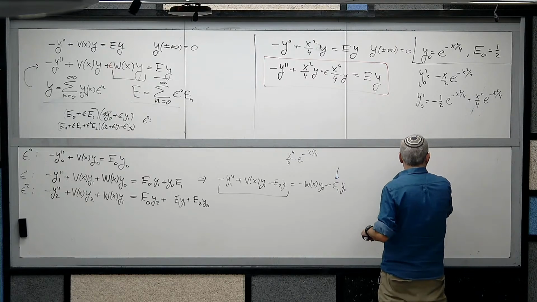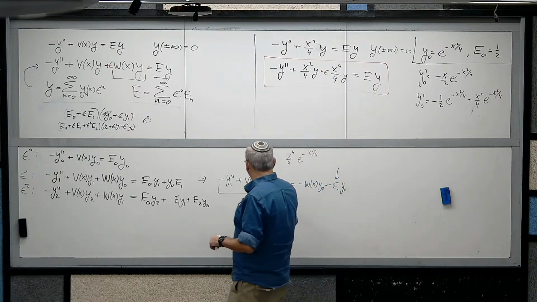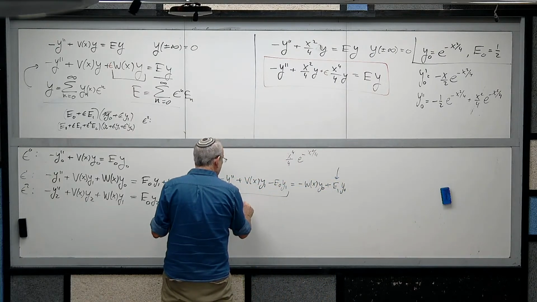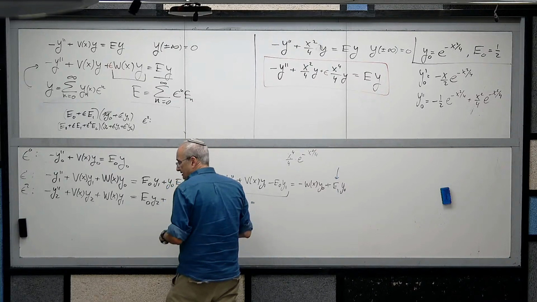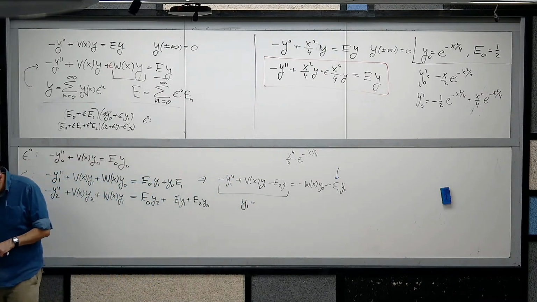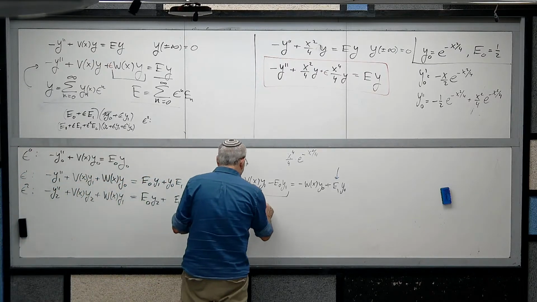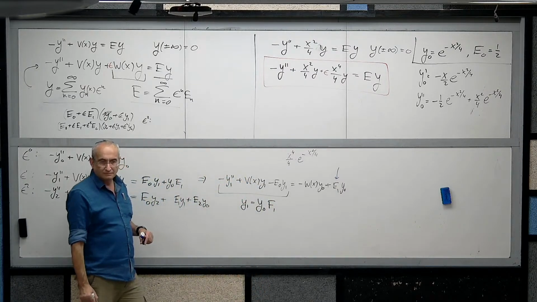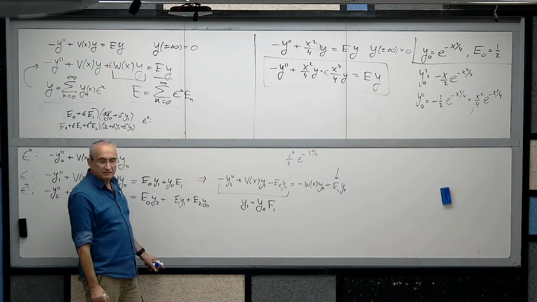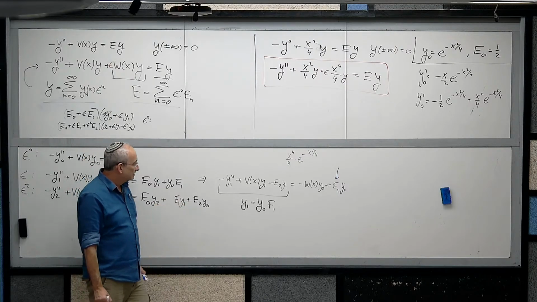So we are taking this and we plug it in. Our assumption is that y1 is y naught times f1, where f1 is a function of x.